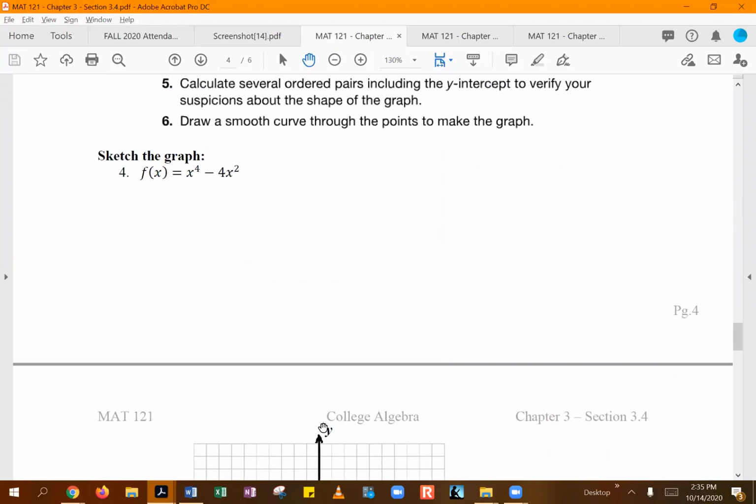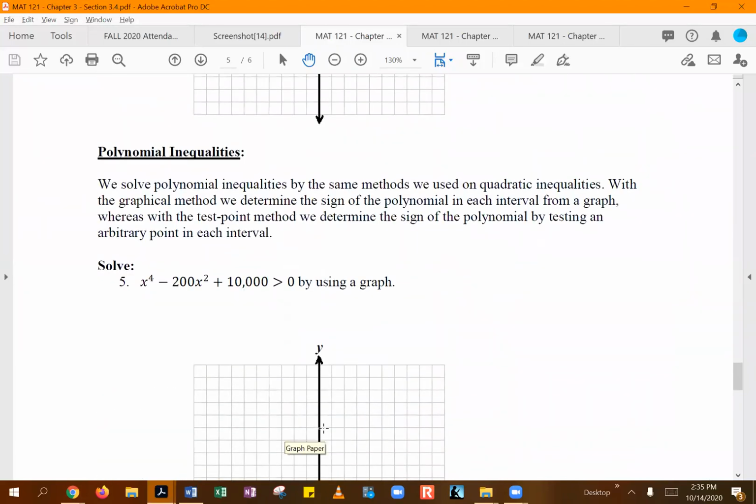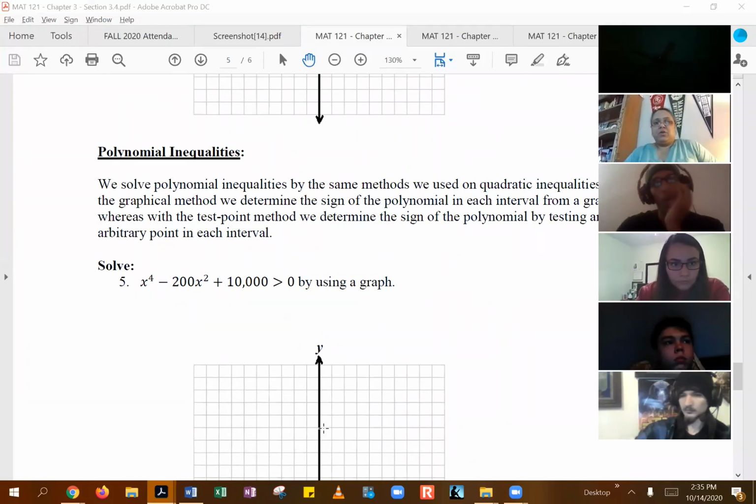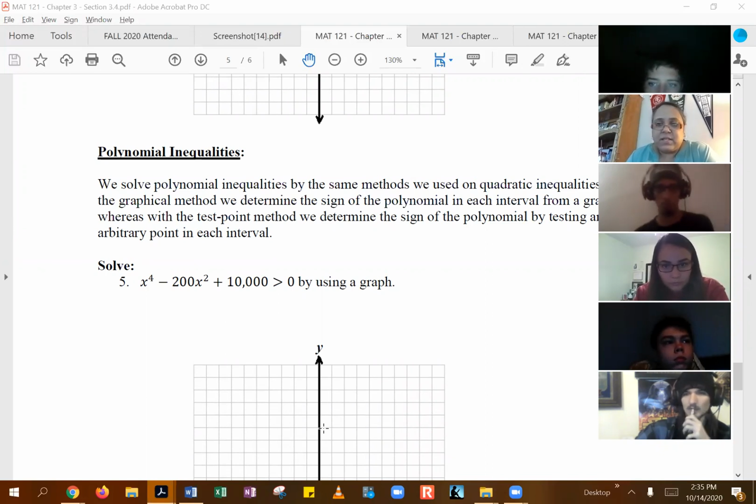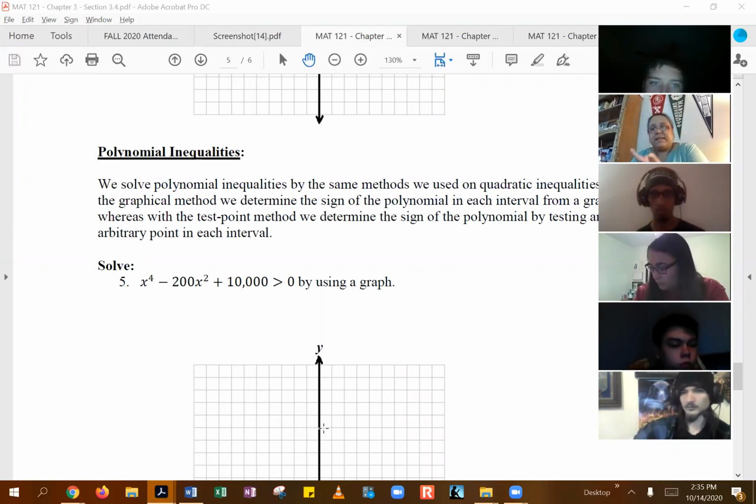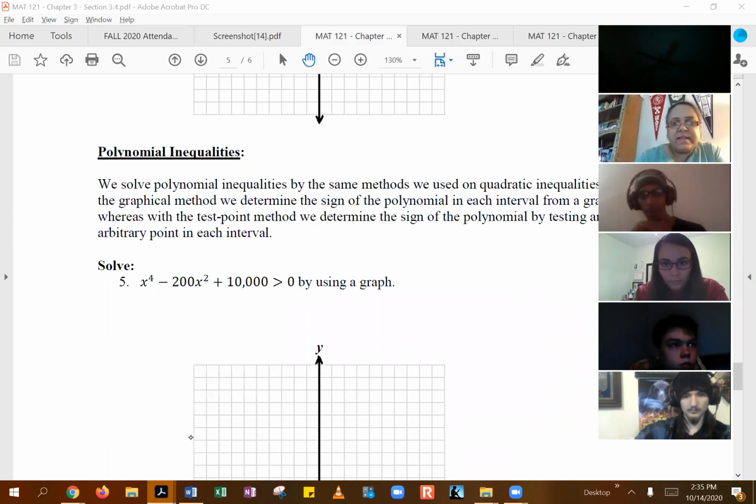And then the last part in this section, we're talking about how to solve polynomial inequalities. You can solve these by using the graphs of your polynomial functions, or by finding test points using the test point method. Just as a quick overview, when we talked about quadratic inequalities, we discussed the test point method. Remember, that is where you find your x-intercepts or the zeros of your function, and then from each interval you choose a test point, plug it into your function, and see where you get a positive or a negative sign.